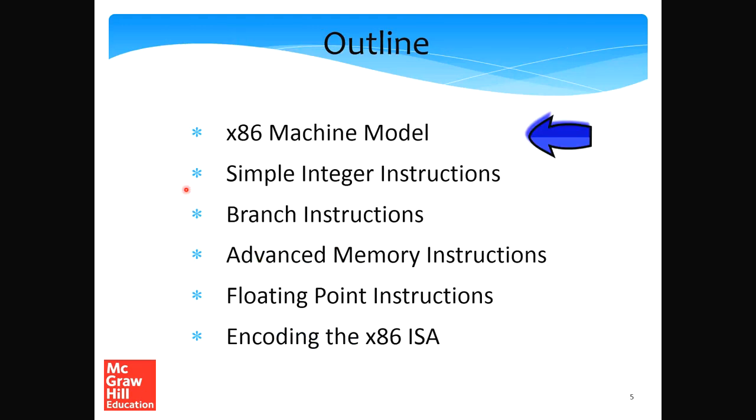Alright, so the way that the chapter will proceed is that first we'll discuss the machine model. Then we discuss simple integer and branch instructions. x86 has fantastic memory instructions, advanced memory instructions. So we'll discuss that. We'll discuss floating point instructions because floating point instructions are fairly complicated in the x86 ISA. And lastly, as we did for ARM and Simple RISC, we'll discuss methods to encode the x86 ISA.